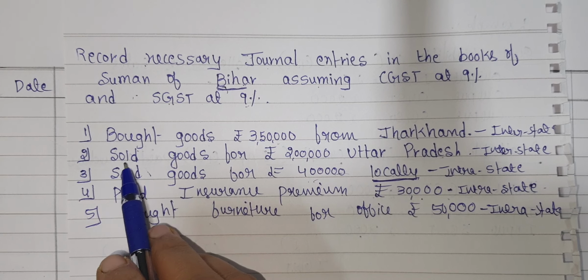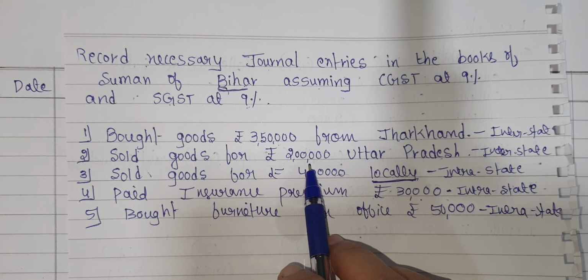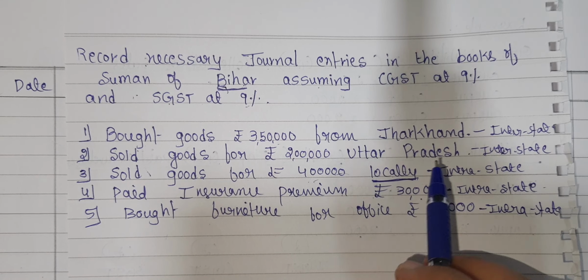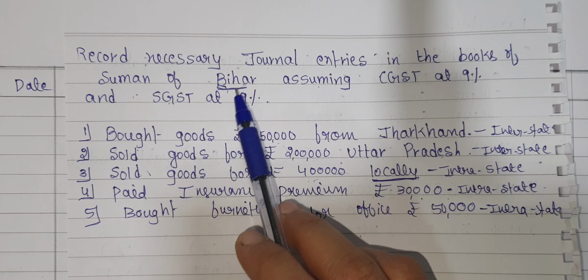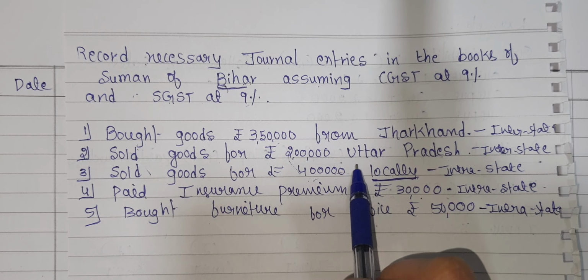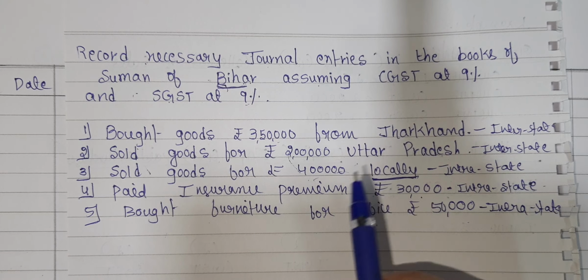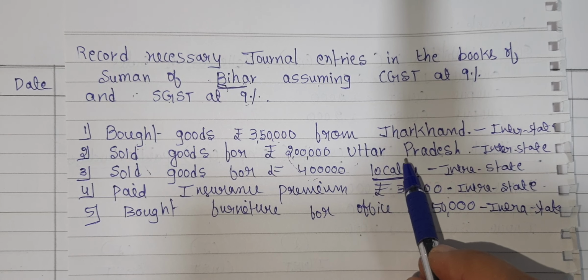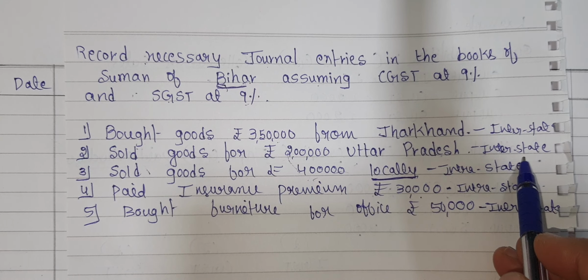Next one, second one, sold goods for rupees 2 lakh to Uttar Pradesh. See here, the business of Bihar sold the goods to Uttar Pradesh. Here also they are different states, which means this transaction also falls under interstate.